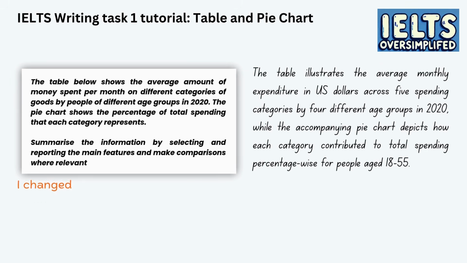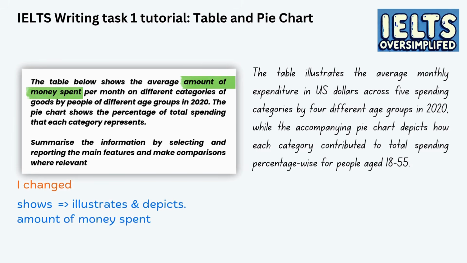Notice what I did. I changed shows to illustrates and depicts to add variety and increase the vocabulary level. These are 2 important words to know for Task 1. I changed amount of money spent to expenditure. This is a great example of a good paraphrase. We took 4 words and reduced them to 1, while keeping the same meaning using a higher-level vocabulary word.